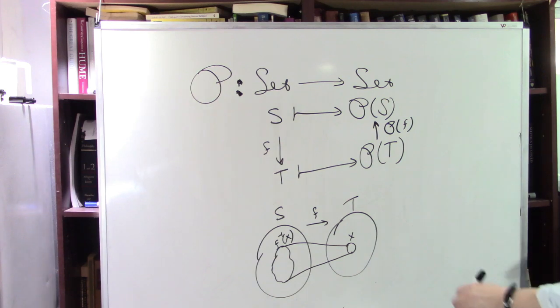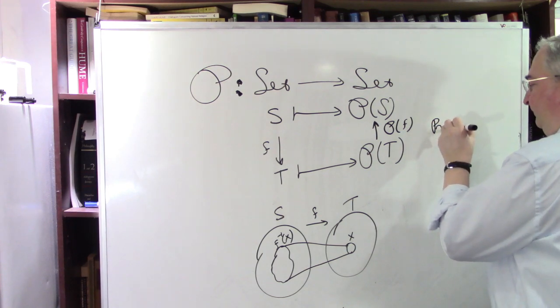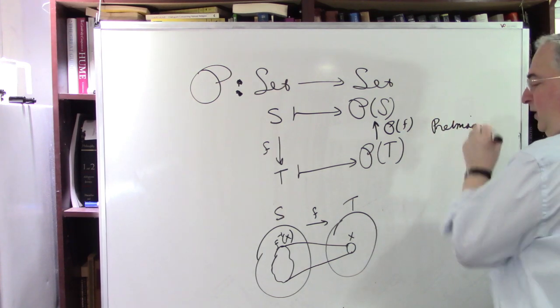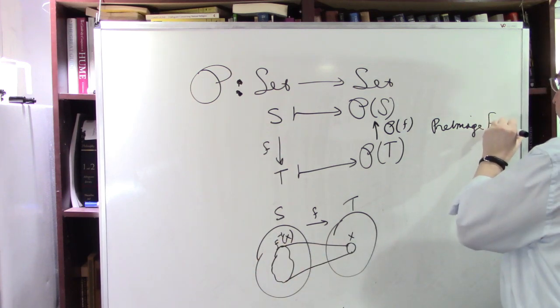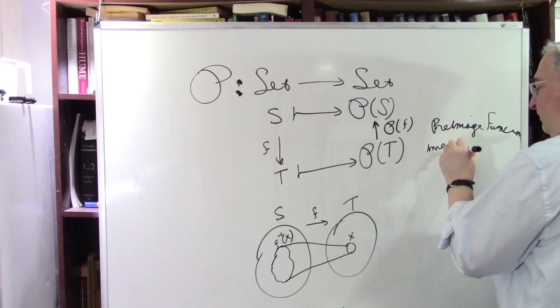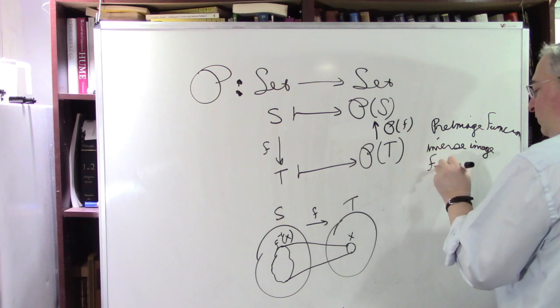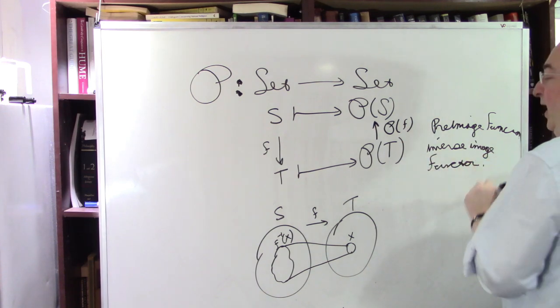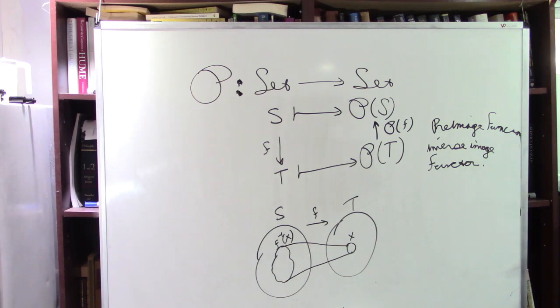We saw that. Anyways, names. We're going to need a lot of names. This is sometimes called a pre-image functor. Or it's called the inverse image functor. And it shows up as often as the direct image functor shows up. So we're going to see a lot of that.